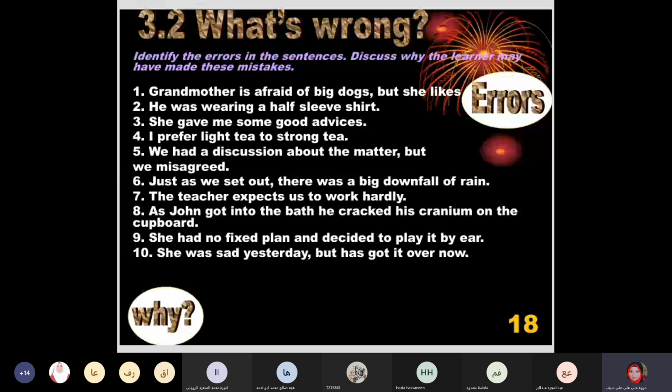Just as we set out, there was a big downfall of rain. Who is it? Miss Huda? Just as we set off, there was a big downfall of rain. Okay, here the mistake is in the phrasal verb: it's not "set out", it's "set off".